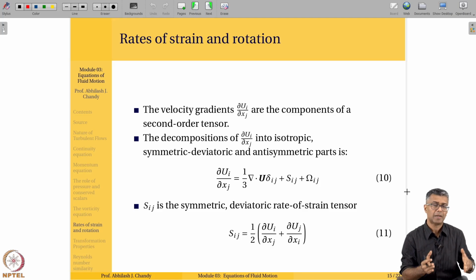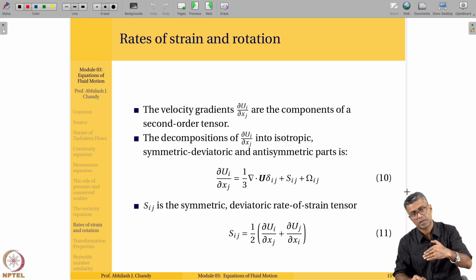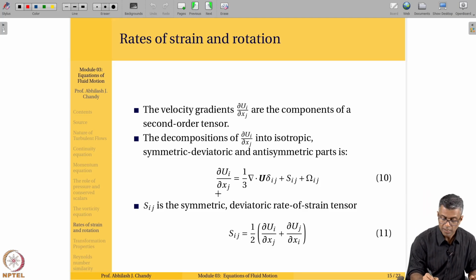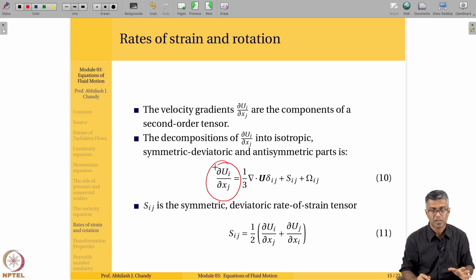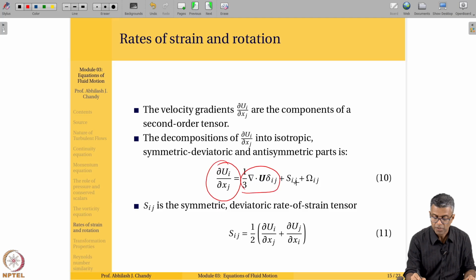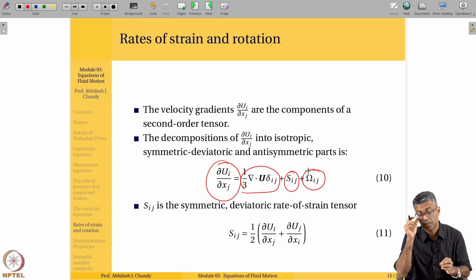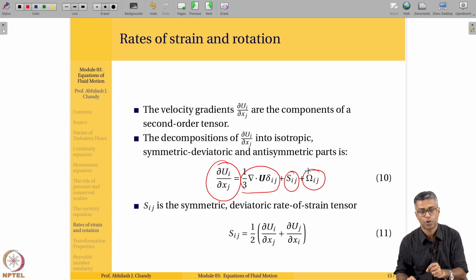Any tensor can be broken down into 3 parts: an isotropic part, which is the diagonal part, a symmetric deviatoric part, and an anti-symmetric part, or skew symmetric part. That is what we are doing here. We are taking the velocity gradient tensor, del ui del xj, and splitting it into isotropic, symmetric, and skew symmetric or anti-symmetric. The isotropic part is like the divergence of the velocity. So it is del dot u.